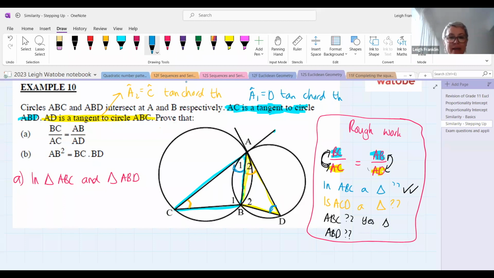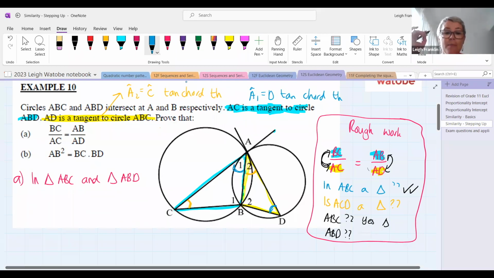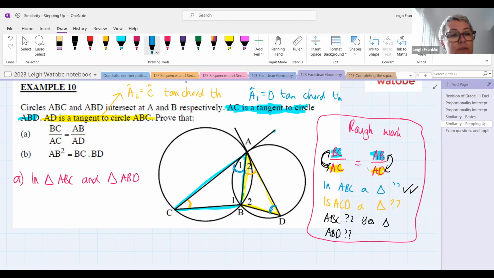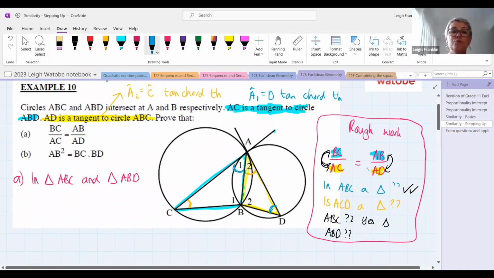Okay, so that is our similarity basically proved for us, because the remaining angles, which would be B1 and B2, have to be equal because of the angles of a triangle. So by reading the information, establishing the angles that are equal, and then finding which triangles we're working in, we've actually already proved the problem. All we've got to do now is put it down on paper, okay?